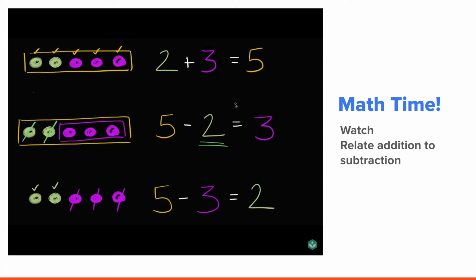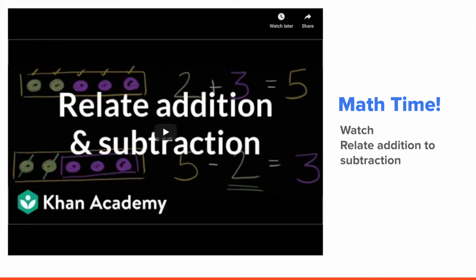This is a really important pattern, a really important idea to understand in math. If you add 2 numbers, a 2 and a 3, and you get another number, well, if you take that number and you subtract one of these, you're going to get the other number. All right, mathematicians, so that is related addition and subtraction.